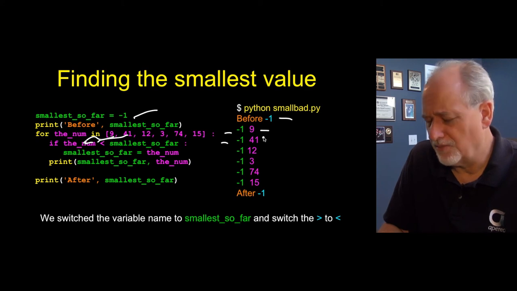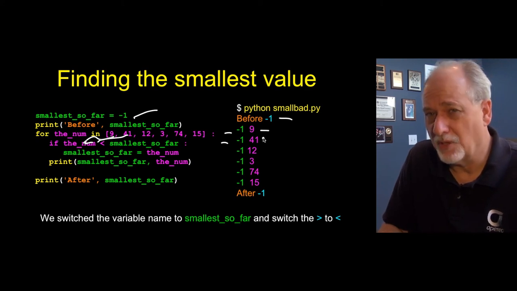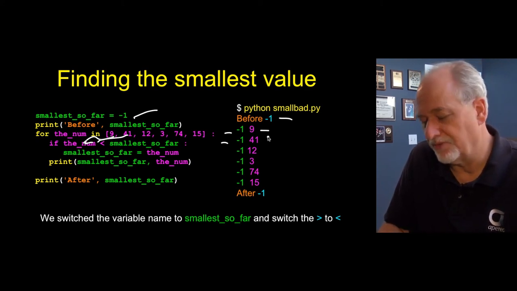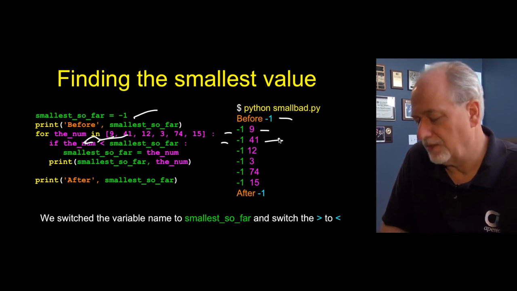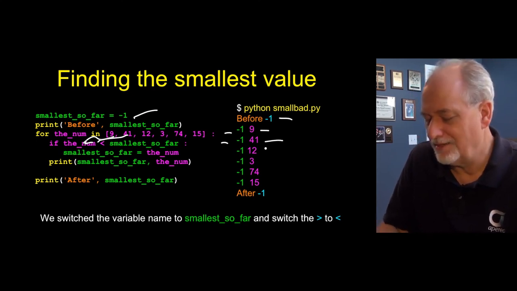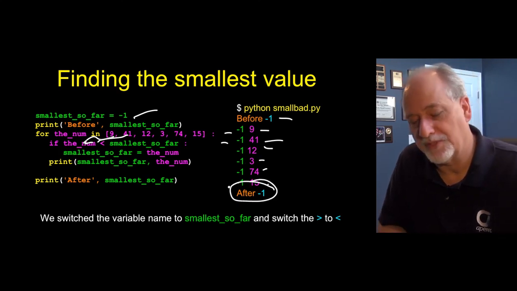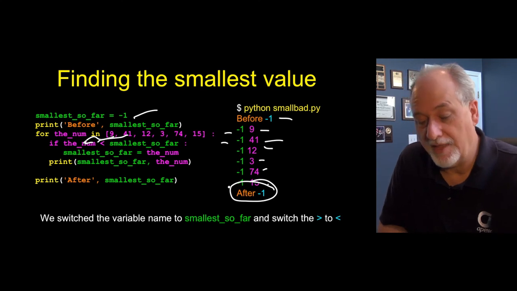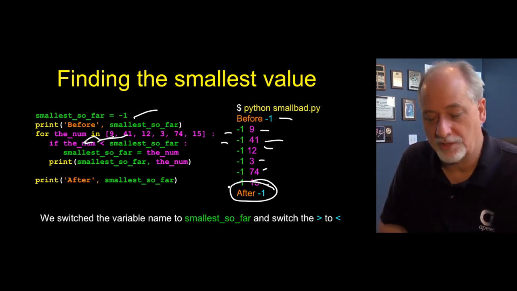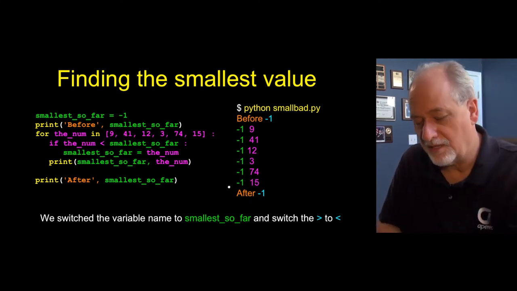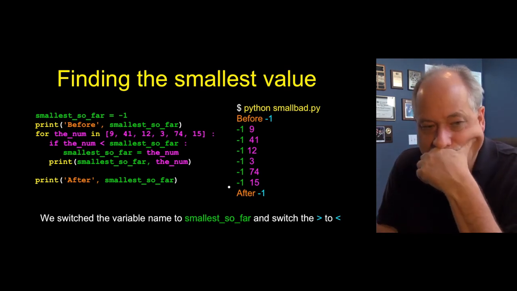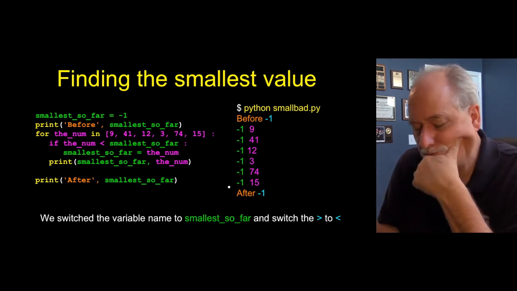As a matter of fact, it isn't the smallest so far anymore. Just because we named it smallest so far doesn't mean it is the smallest so far. It didn't work out so well. And so you see that none of these, because they're never less than -1, do anything. And we claim that afterwards the smallest we've seen so far is -1. And that is because, of course, -1 is smaller than any of the numbers that we saw. So how could we fix this?